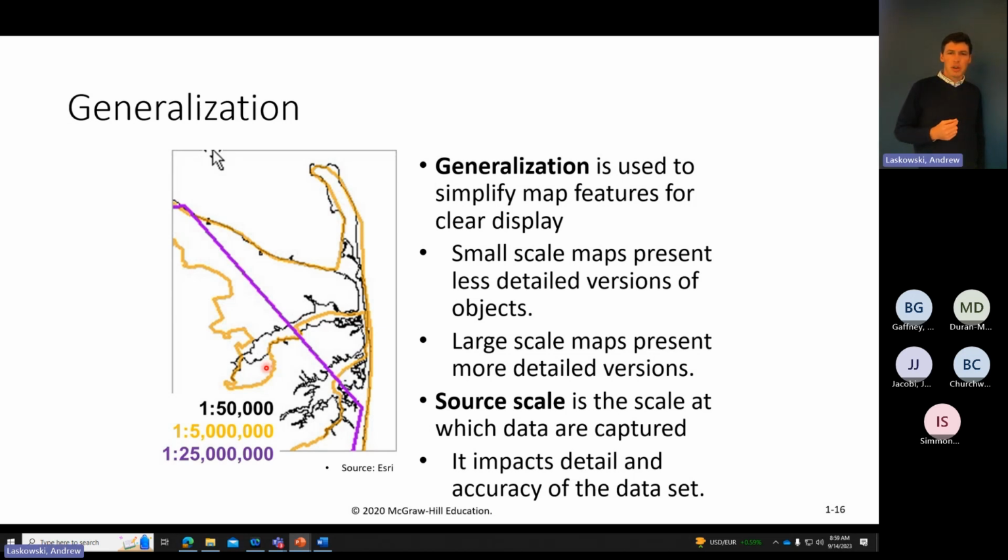So a couple terms: generalization is used to simplify map features based on the map scale. The idea is to make the maps easier to use, with smaller file size, etc. And source scale is the scale at which the data are captured, or the scale at which the data are intended to be used. So the source scale for each of these three layers is specified right here with an RF scale. The source scale of this layer, highly generalized, is going to be 1 to 25 million.